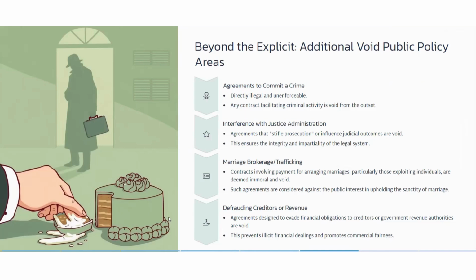Marriage brokerage and trafficking: contracts involving payment for arranging marriages, particularly those exploiting individuals, are deemed immoral and void. Such agreements are considered against the public interest in upholding the sanctity of marriage. Defrauding creditors or revenue: agreements designed to evade financial obligations to creditors or government revenue authorities are void. This prevents illicit financial dealings and promotes commercial fairness.